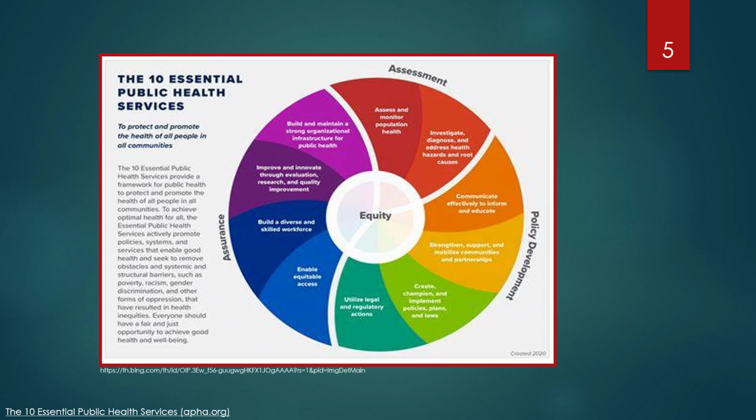The original 10 essential public health services framework was developed in 1994 by a federal working group. It serves as a description of the activities that public health systems should undertake in all communities. Organized around the 3 core functions of public health: assessment, policy development, and assurance, health departments and community partners around the nation organize their work around the 10 essential public health services framework.